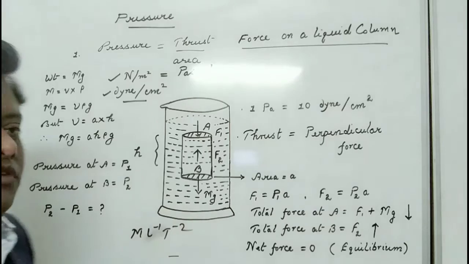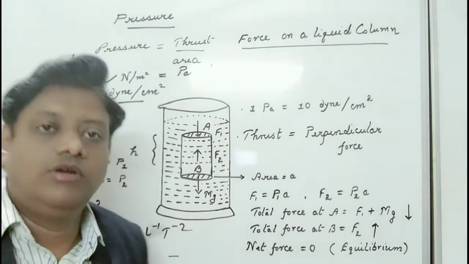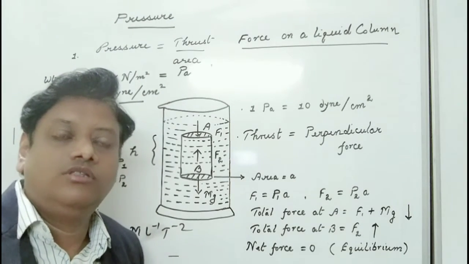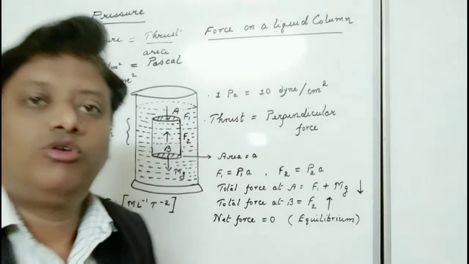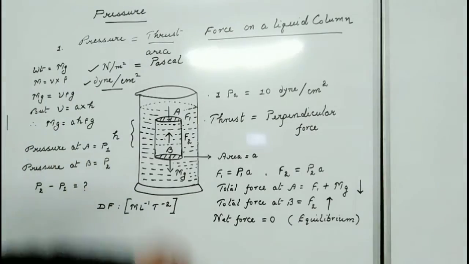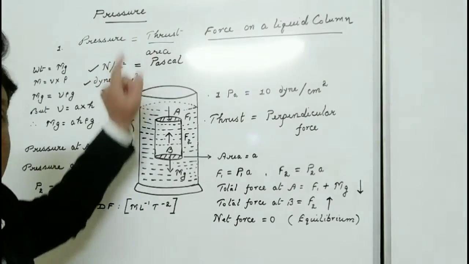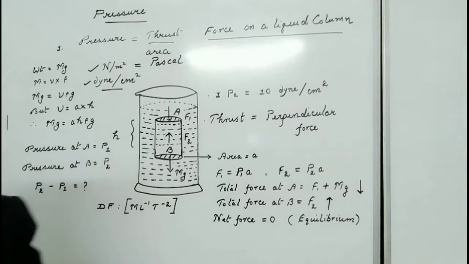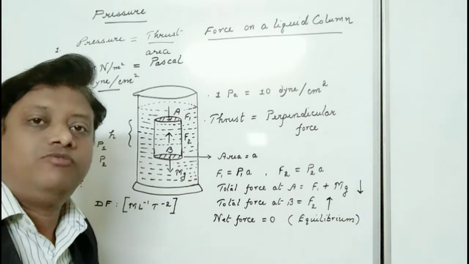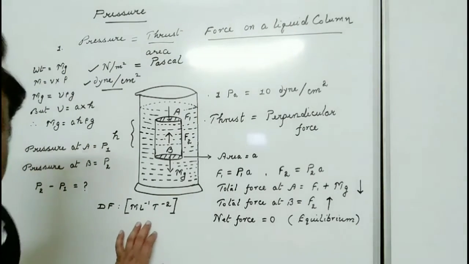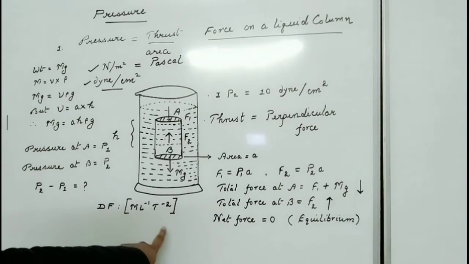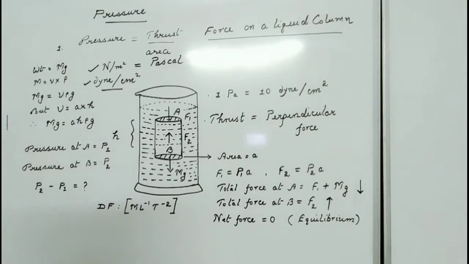Now we start with our derivation. In this chapter we have to study the derivation for the pressure difference between two points in a liquid. Now the dimension formula for pressure. As you can see here, pressure equals thrust upon area. So the dimension formula for pressure is given here in this equation. Here we have written M L^-1 T^-2. So M L^-1 T^-2 is the dimension formula for pressure.